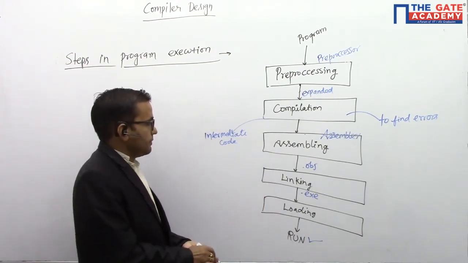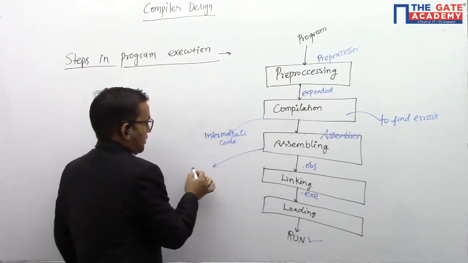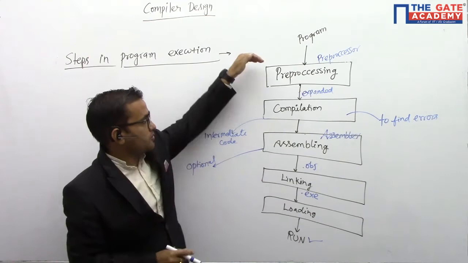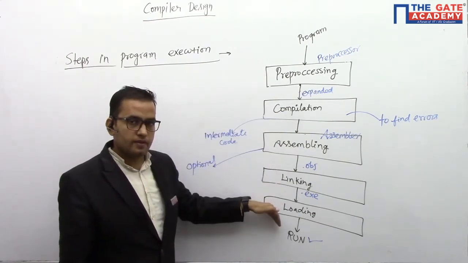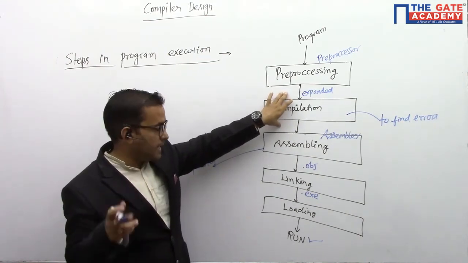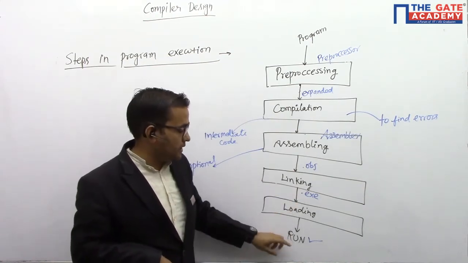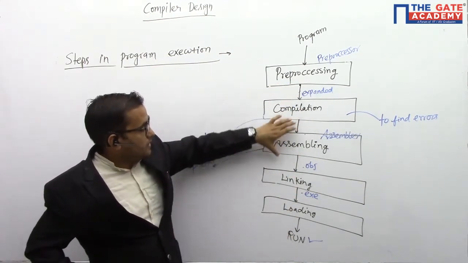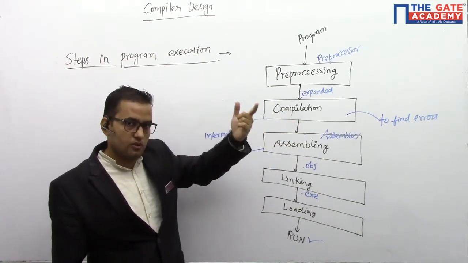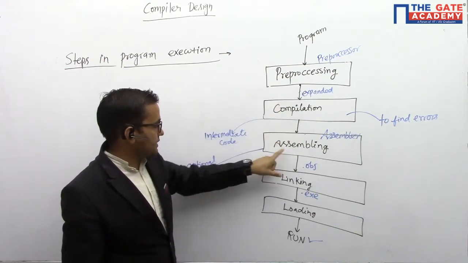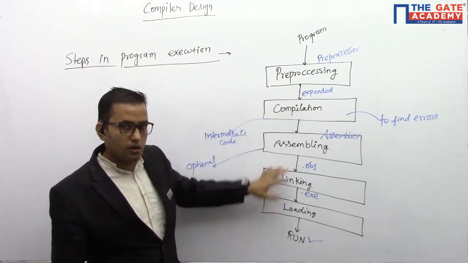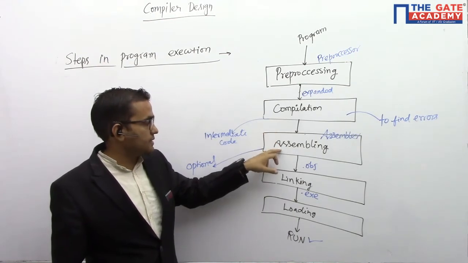Okay, now listen, this assembling step is optional. Most of the time, what you will see: preprocessing, compilation, linking, and loading. So the output of the compiler will be object file, and that object file will be made exe by linker, and then it will run. So assembling part is optional here. I have used this for some reason. We will talk about it later. But for now, you just write down assembling is optional. Preprocessing, compilation, linking, loading, these are all compulsory. The assembler part is optional.